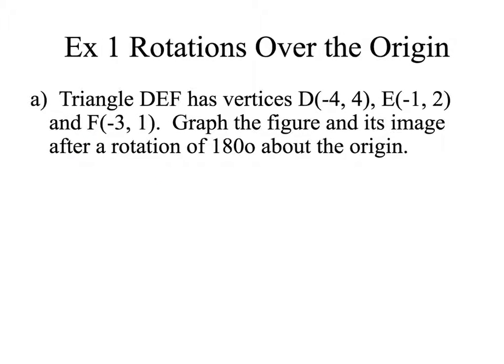So now looking at a few examples. We're looking at a 180 degree rotation. Remember that 180 degree rotation is negative x, negative y. So we're going to start with D, and we're going to get D prime. So D is negative 4, 4.